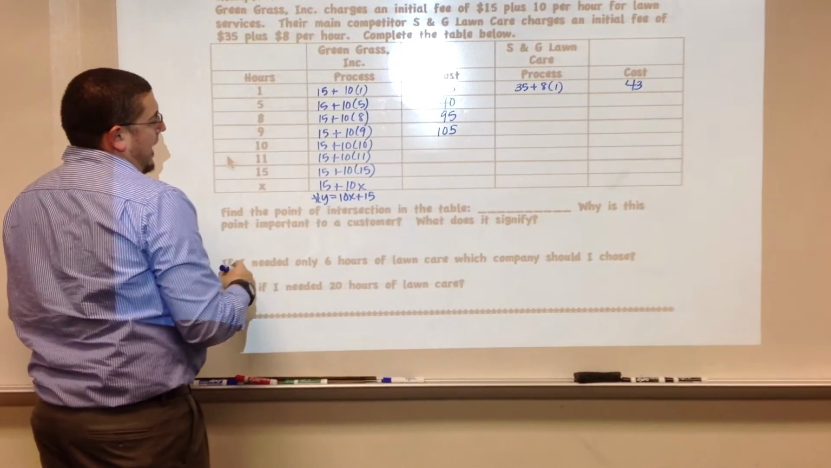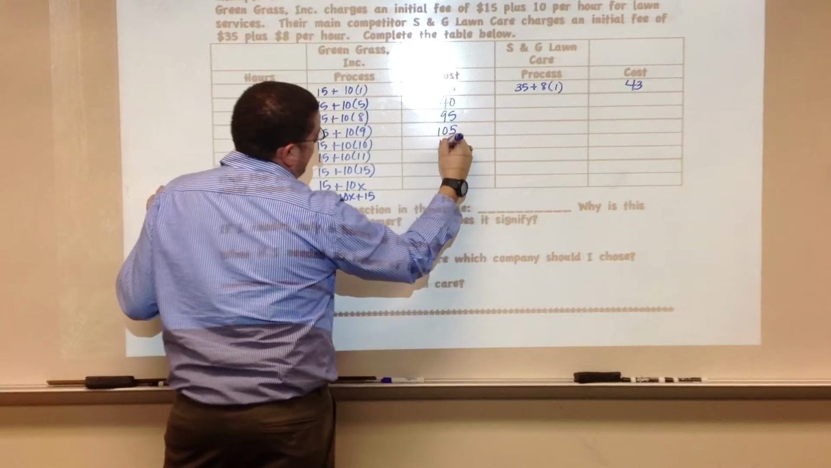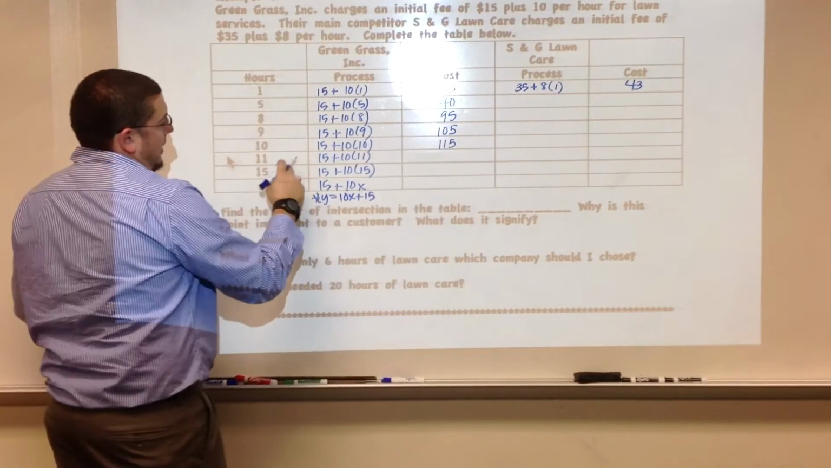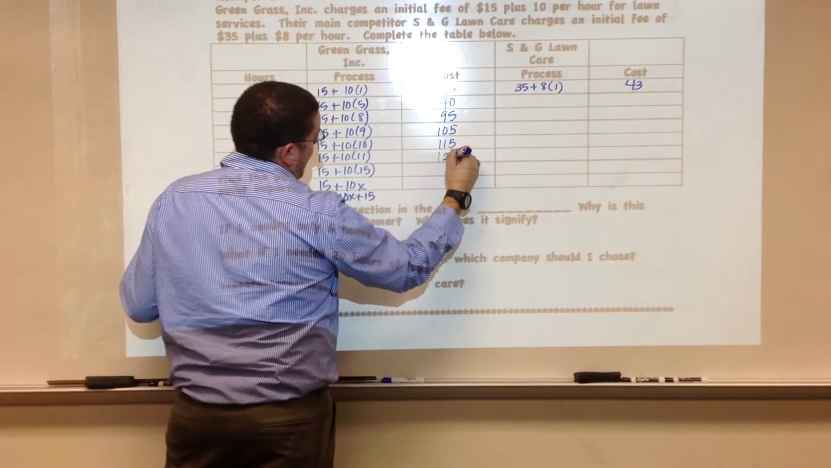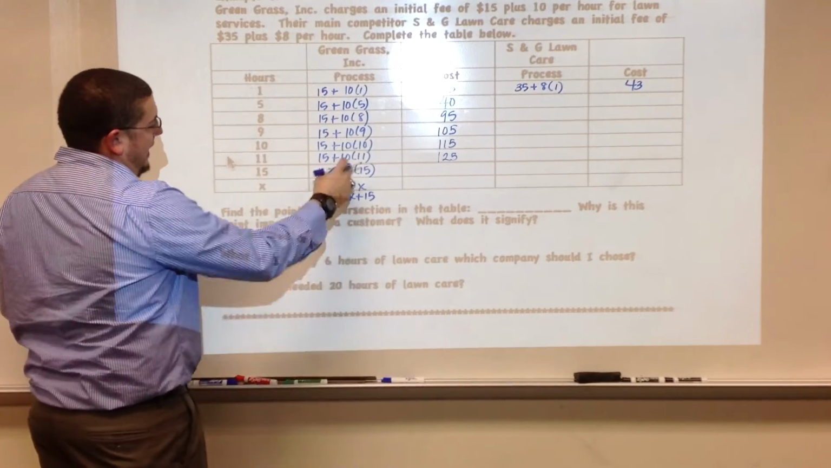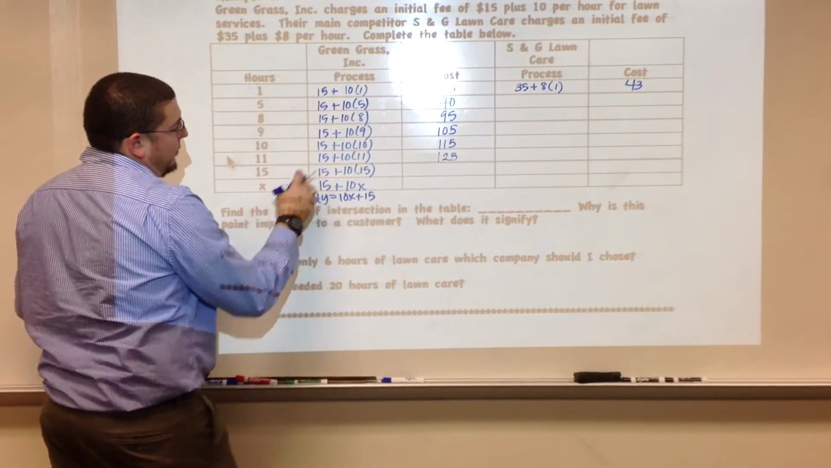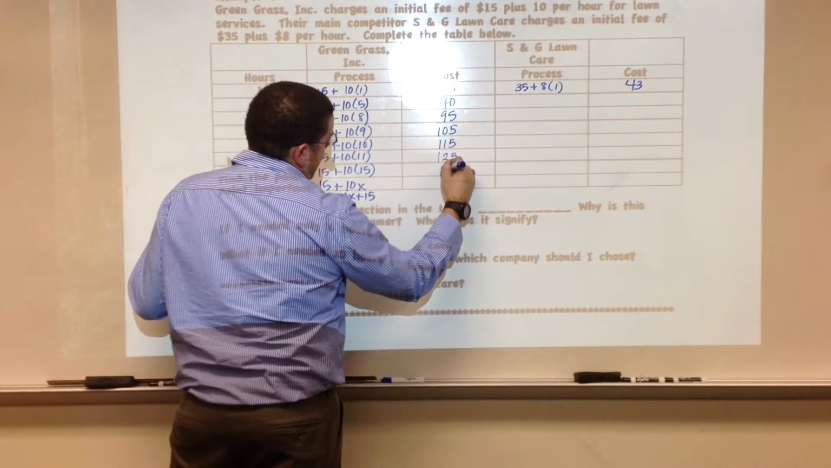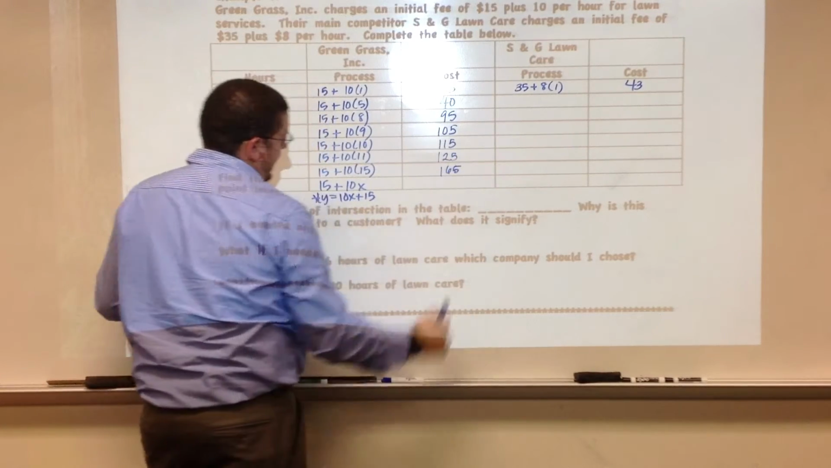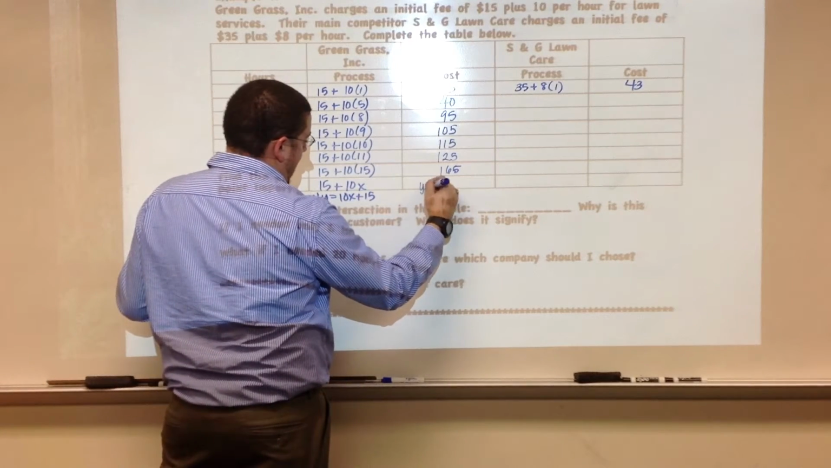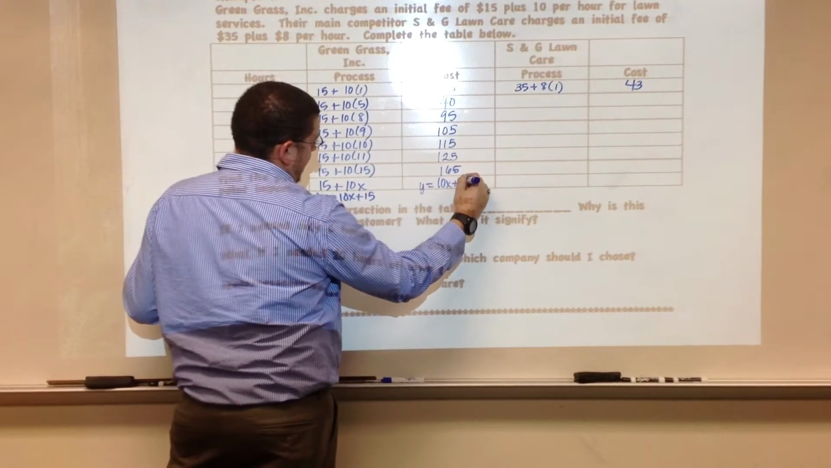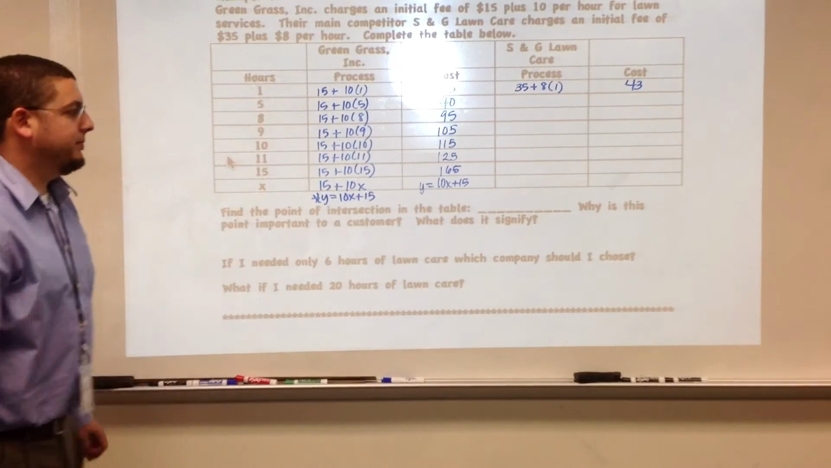10 hours, it's 100 plus 15. You have 115. 11 hours, you have $110 plus 15. You have $125. 15 hours, you have 150 plus 15 is 165. And then, of course, this would just be y equals 10x plus 15. That's our equation.